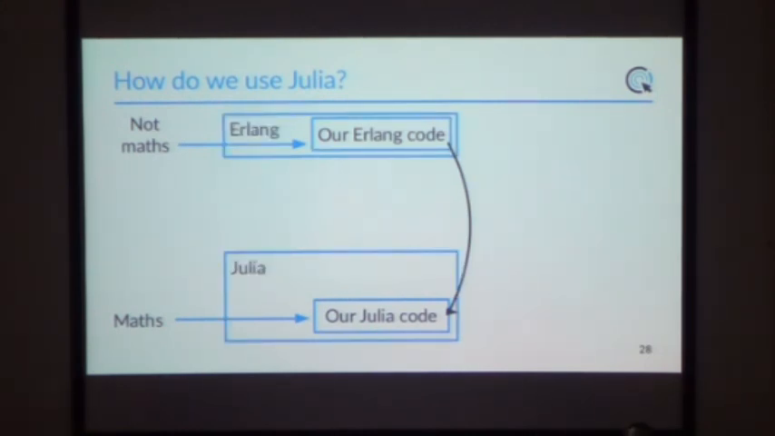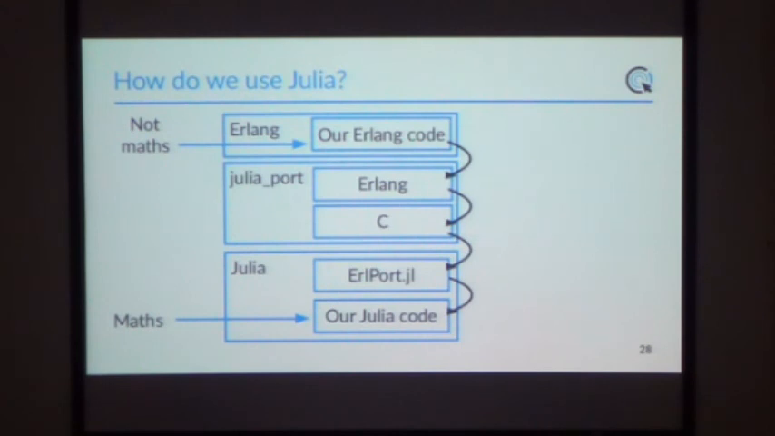Erlang is running in the Erlang virtual machine, Julia is running in the Julia environment, and we had to find a way to connect these together. So we created a library called Julia port. Erlang has C bindings, Julia has C bindings, so it was an obvious choice to make Erlang and Julia communicate using C. And that's what this Julia port does.